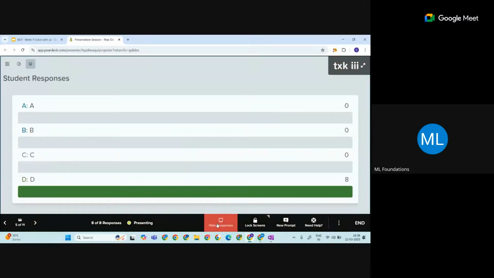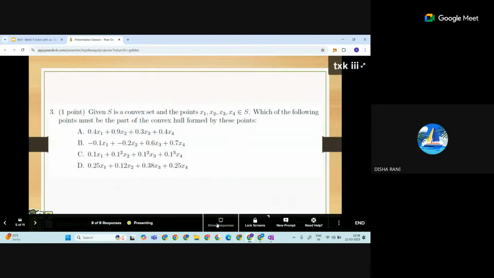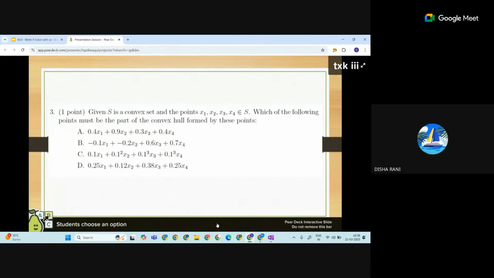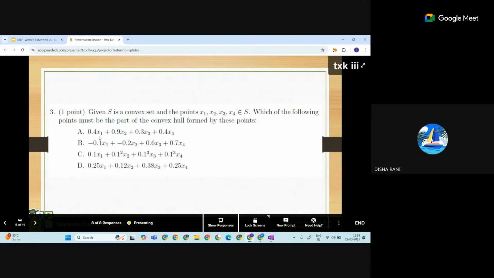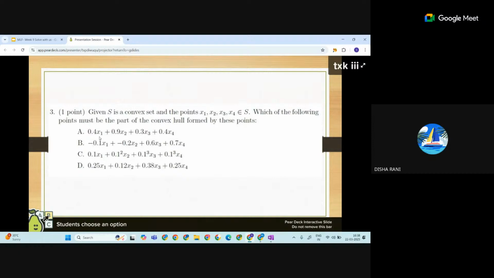So I don't know which option is true. So all of you have answered. Sir, D option. If we add all numbers of A option, it's greater than 1. Sorry, which one? Option A. If we are adding all the values, they are greater than 1.